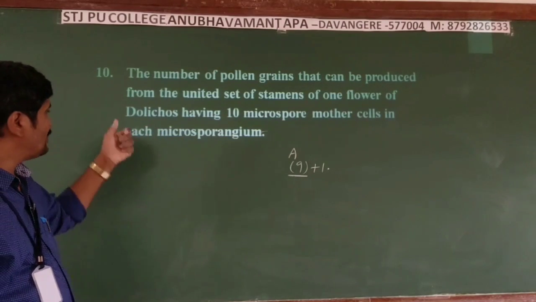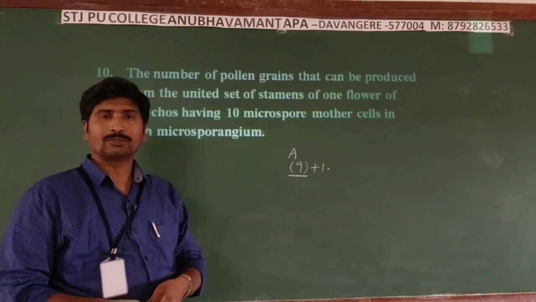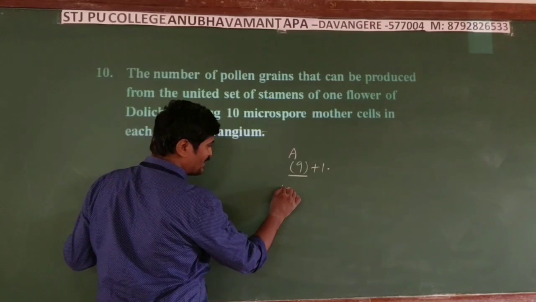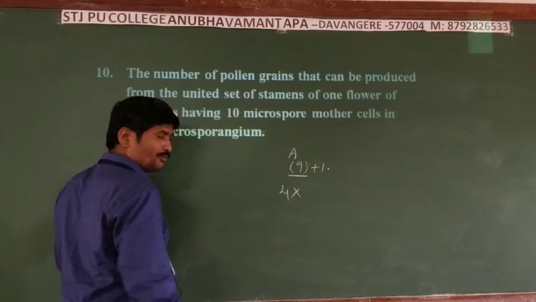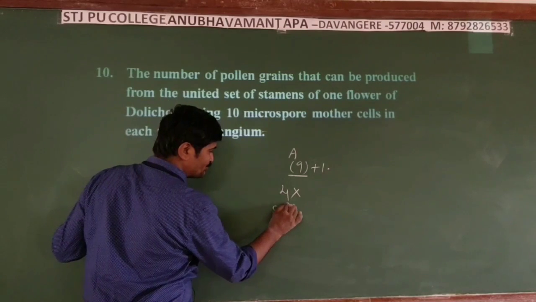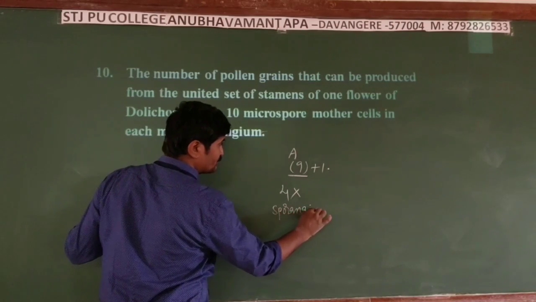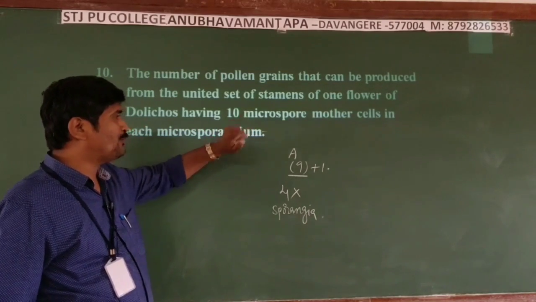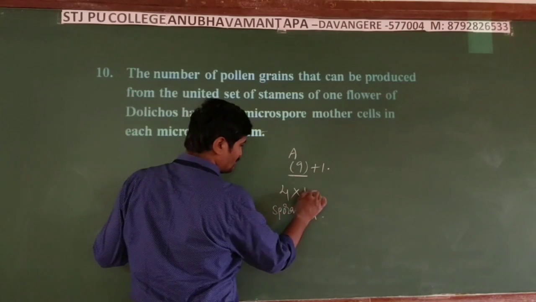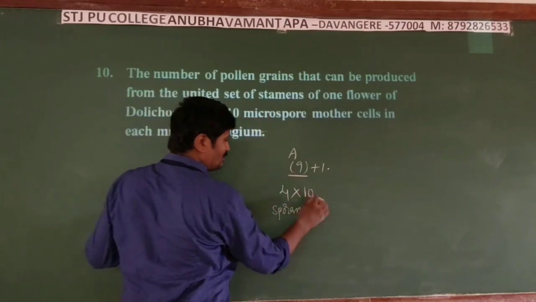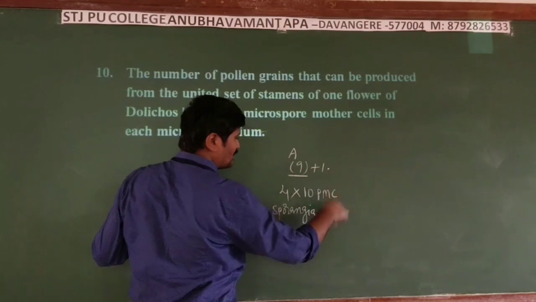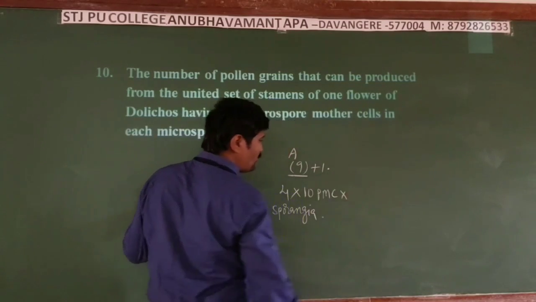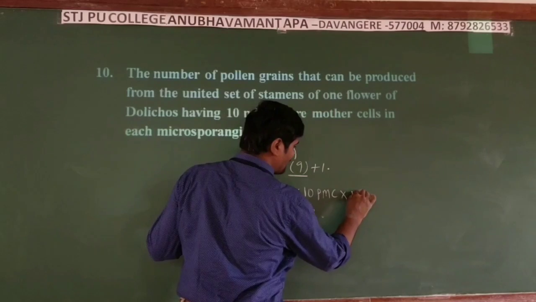Dolichos anther, how many sporangia are present? 4. Tetrasporangiate, 4 sporangia. Each microsporangium contains how many microspore mother cells? 10. It is a PMC, 10 pollen mother cells. Each pollen mother cell gives how many pollen grains? That is 4.